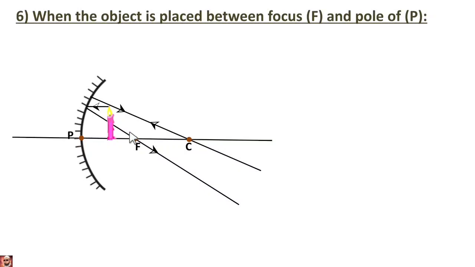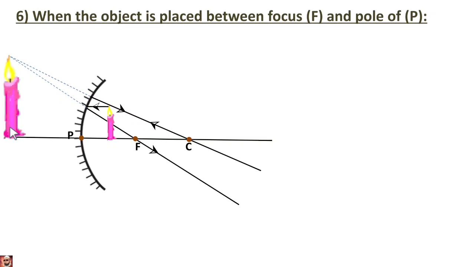You can see that these two reflected rays are diverging from each other. So there is no chance of meeting outside here. That's why what we have to do here is extend the reflected rays backside. When you extend these reflected rays backside, somewhere they are meeting. Where they are meeting, at that point the image is formed. So this is the image.